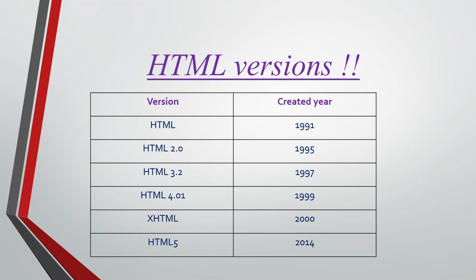So here I listed the versions of HTML. The first version of HTML was created in 1991, and the second version, HTML 2.0, was created in 1995. HTML 3.2 was created in 1997. HTML 4.01 was created in 1999, the XHTML version was created in 2000, and finally the HTML5 version was created in 2014.